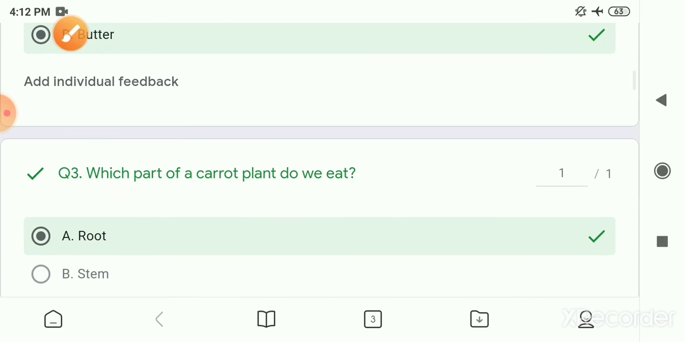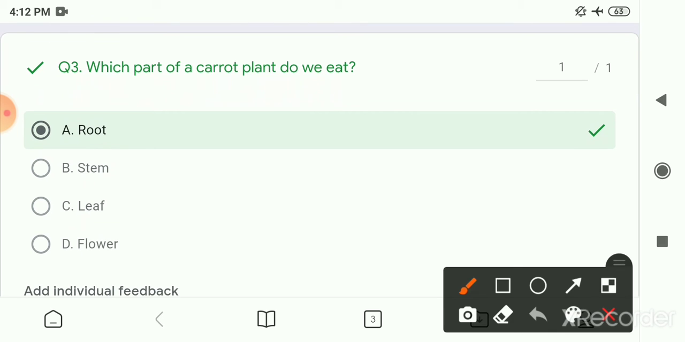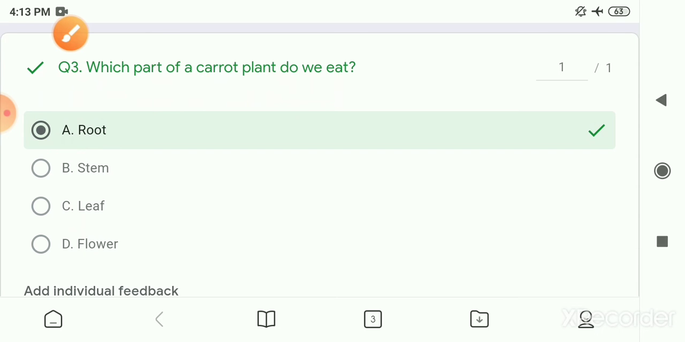The next one, third number, which part of the carrot plant do we eat? The options are root, stem, leaf or flower. So here your answer is option A, that is root. We are eating the root of the carrot plant. The answer is option A.